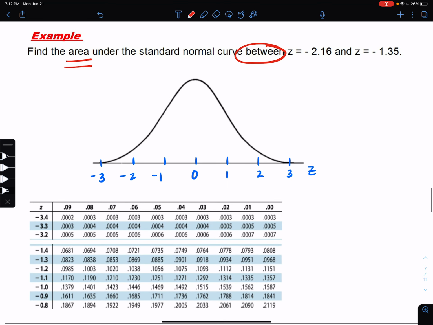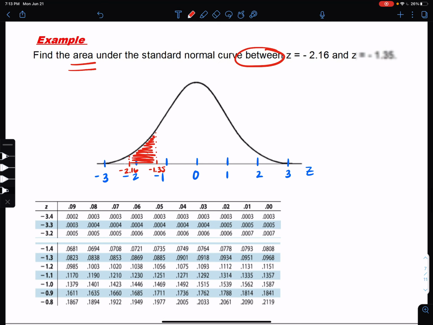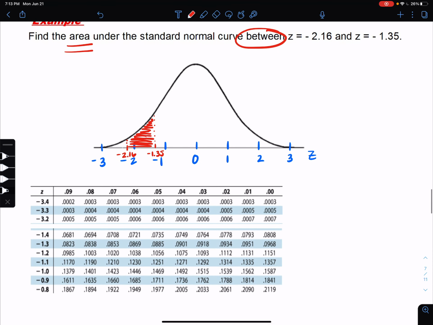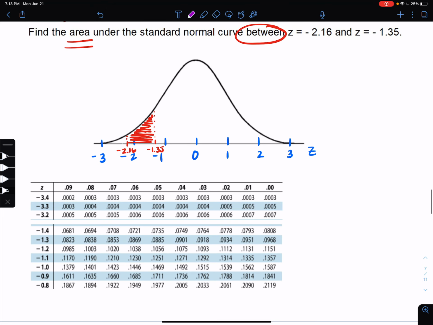So I'm going to estimate, I've got 2 z-scores here. I've got a negative 2.16 and I've got a negative 1.35, right? Approximating each one. But this time, all I want is the area of this region in between those two z-scores. So I'm going to have to look up each one individually. I've got my negative 2.16 and my negative 1.35.